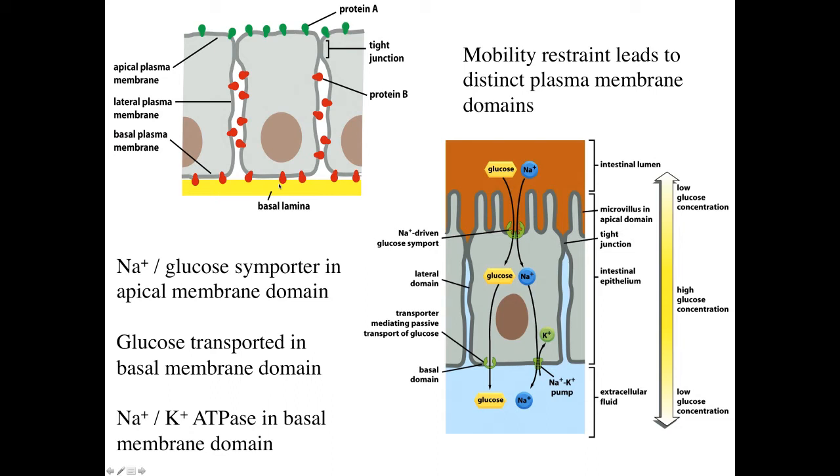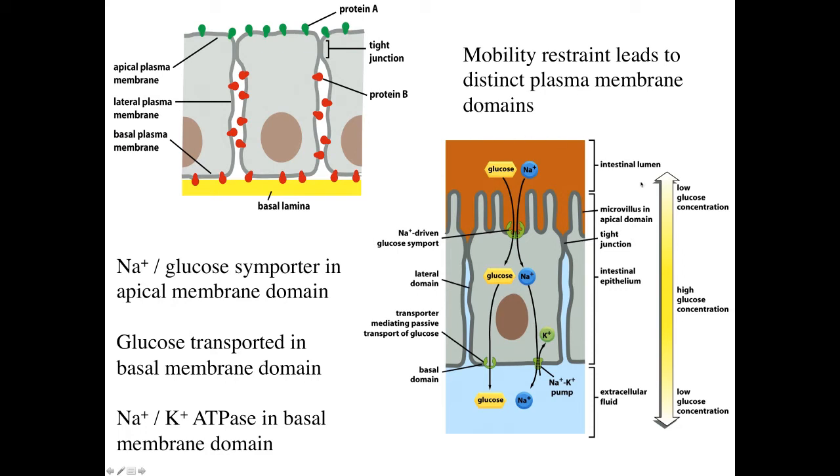And in the cartoon, the implication is that these proteins, shown as the red lollipops, can float freely within the basal lateral domains of the membranes, but they can't cross the tight junction. And likewise, these proteins labeled as green lollipops can float freely in the apical membrane domain, but they can't cross the tight junction and get to the lateral or basal domain.